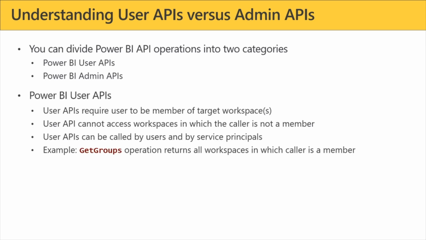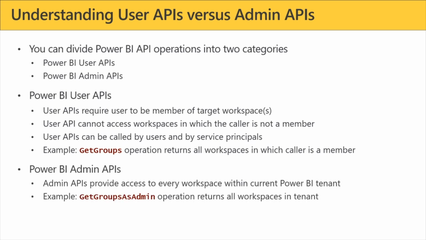So when we talk about the user APIs, basically the user is required to be a member of the target workspace to be able to see or do any type of manipulation on that workspace. So the user API cannot access workspaces in which the current caller is not a member, whether that's a service principal or a user. And the user APIs are frequently called by both users and service principals. So for instance, if you call the user API GetGroups, that will basically return the data for a set of workspaces in which the current user is a member. If there's workspaces and you're not a member, you're not going to see that come back.